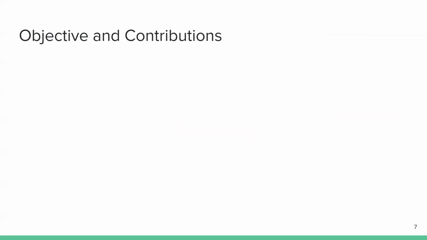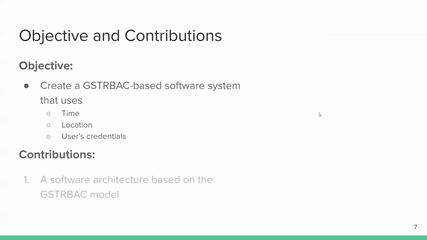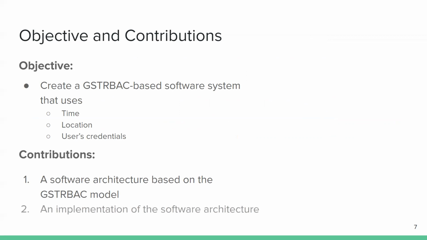So our objective for this project is to create a GST-RBAC-based software system that uses time, location, and the user's credentials in order to determine resource access. Our contributions for this project are a software architecture based on the GST-RBAC model and an implementation of that same software architecture.